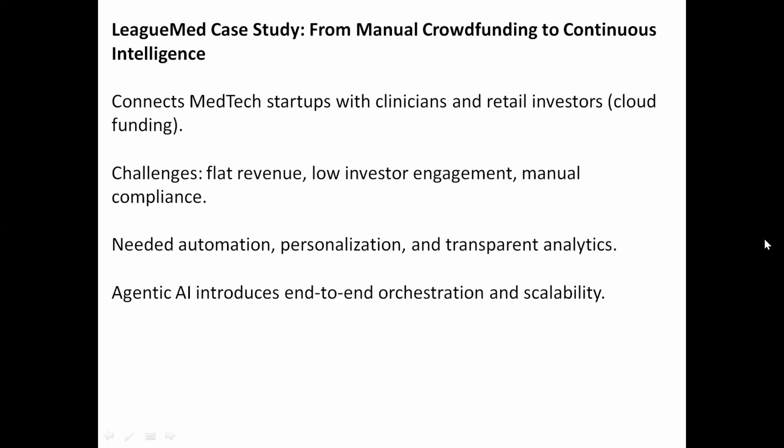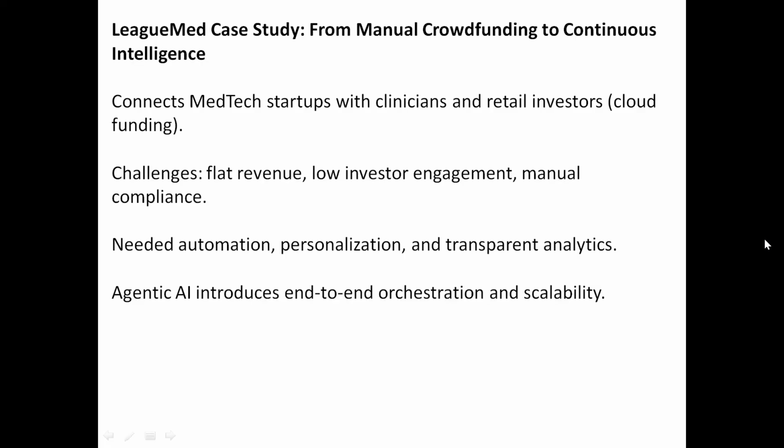And so the challenges are flat revenue, right? Because they charge by operating this fund and investing in the company's fundraising, and they get the fee through providing this fund to the fundraising company. So it's flat revenue, low investor engagement, and manual compliance. This is my understanding, so maybe there may be something wrong, and you can let me know.